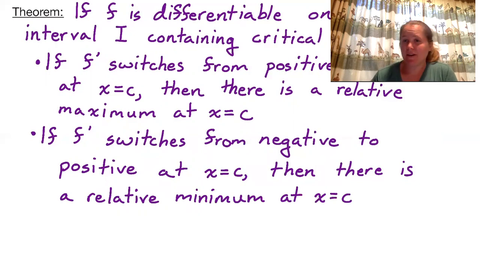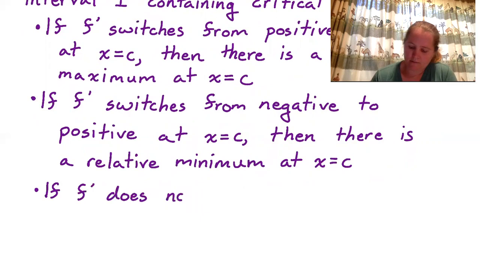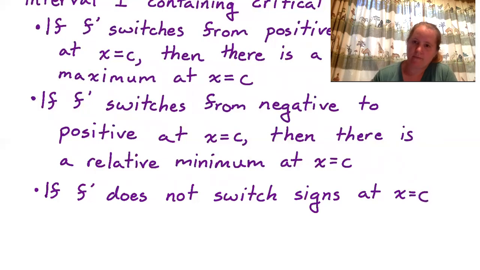And then the only other case would be if f prime does not switch signs. So if f prime does not switch signs at x equals c, then there is no relative extrema at x equals c.